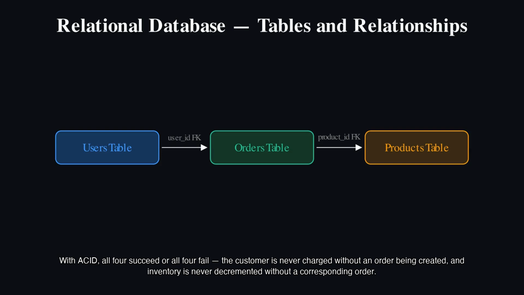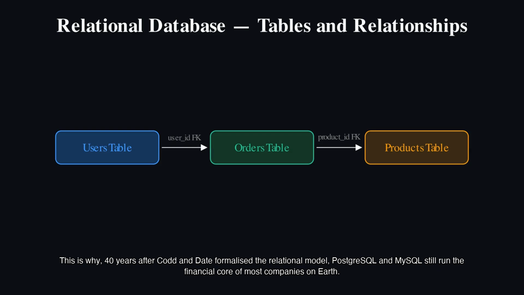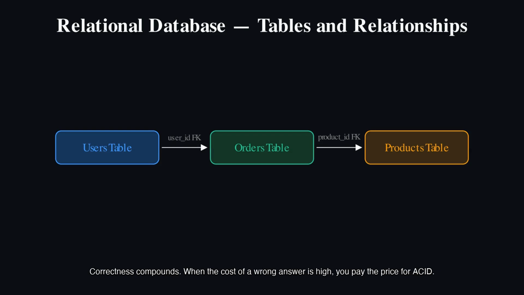This is why, 40 years after Codd and Date formalized the relational model, PostgreSQL and MySQL still run the financial core of most companies on Earth. Correctness compounds. When the cost of a wrong answer is high, you pay the price for ACID.